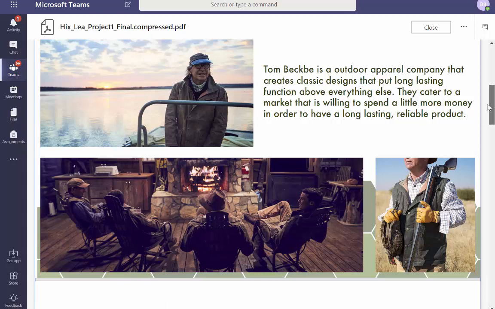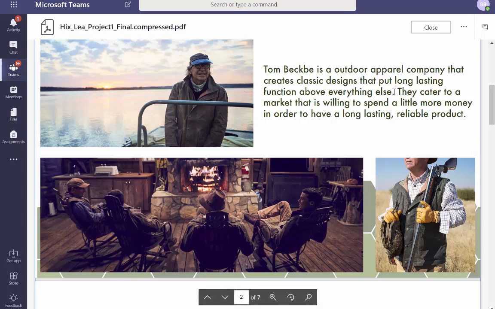Opportunity here where you could use bolding. What do you want to tell me here? It's an outdoor apparel company that creates classic designs, long-lasting function above everything else. They cater to a market that's willing to spend more money to have a long-lasting, reliable product.